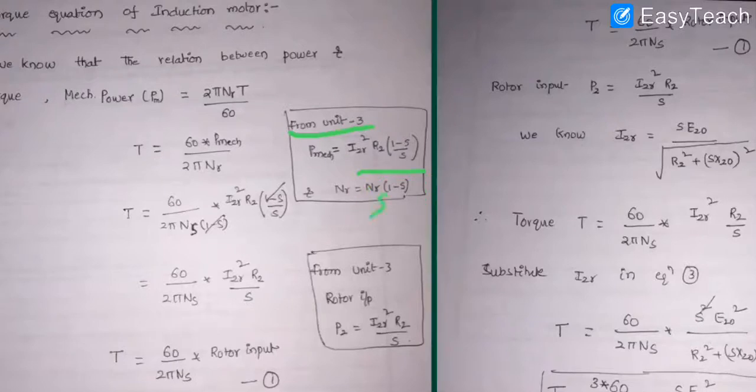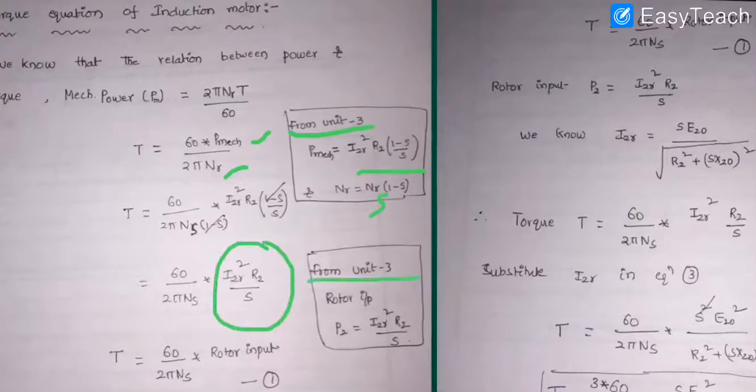This is Ns, and here I will replace the mechanical power and NR with Ns into (1 minus S), and I2R square into R2 into (1 minus S) by S. If you take the numerator (1 minus S) and the denominator (1 minus S), it is common, so both get cancelled. Now the remaining term is 60 by 2 pi Ns into I2R square into R2 by S. So what is this?